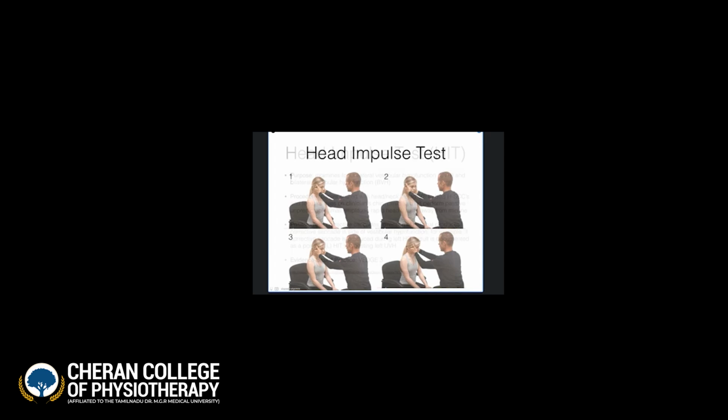You are bringing the patient here, with a sudden rotation and thrusting, like this. So this is called the head impulse test. Okay, I hope you guys got an idea of the test now. Now we'll go for the intervention.